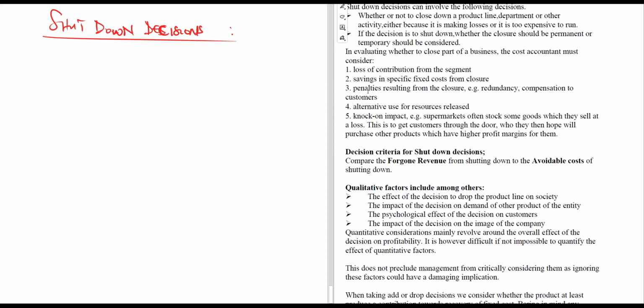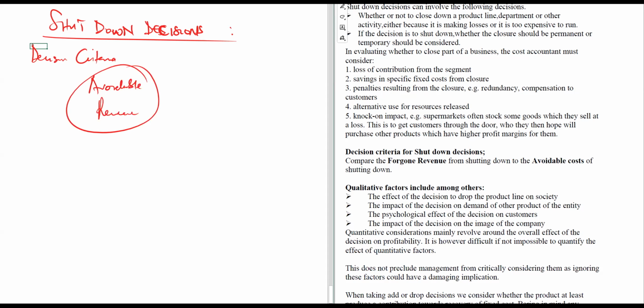Do you remember? Yes, sir. Yeah, so you can always use that. So what's the decision criteria? I said compare what? The avoidable revenue, or the foregone revenue. Compare your avoidable revenue against what? Against avoidable cost of shutting down. Yeah, so this is what you compare.